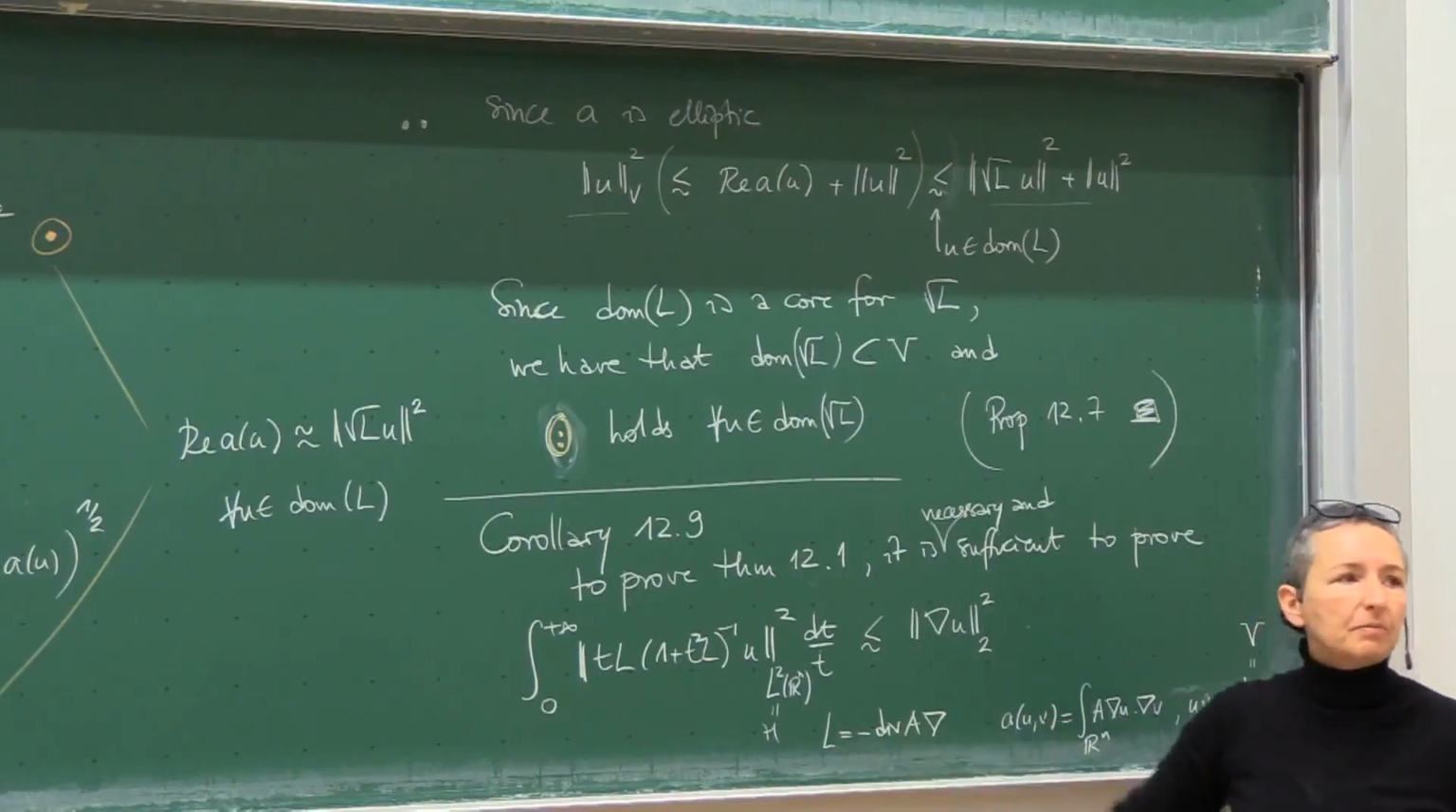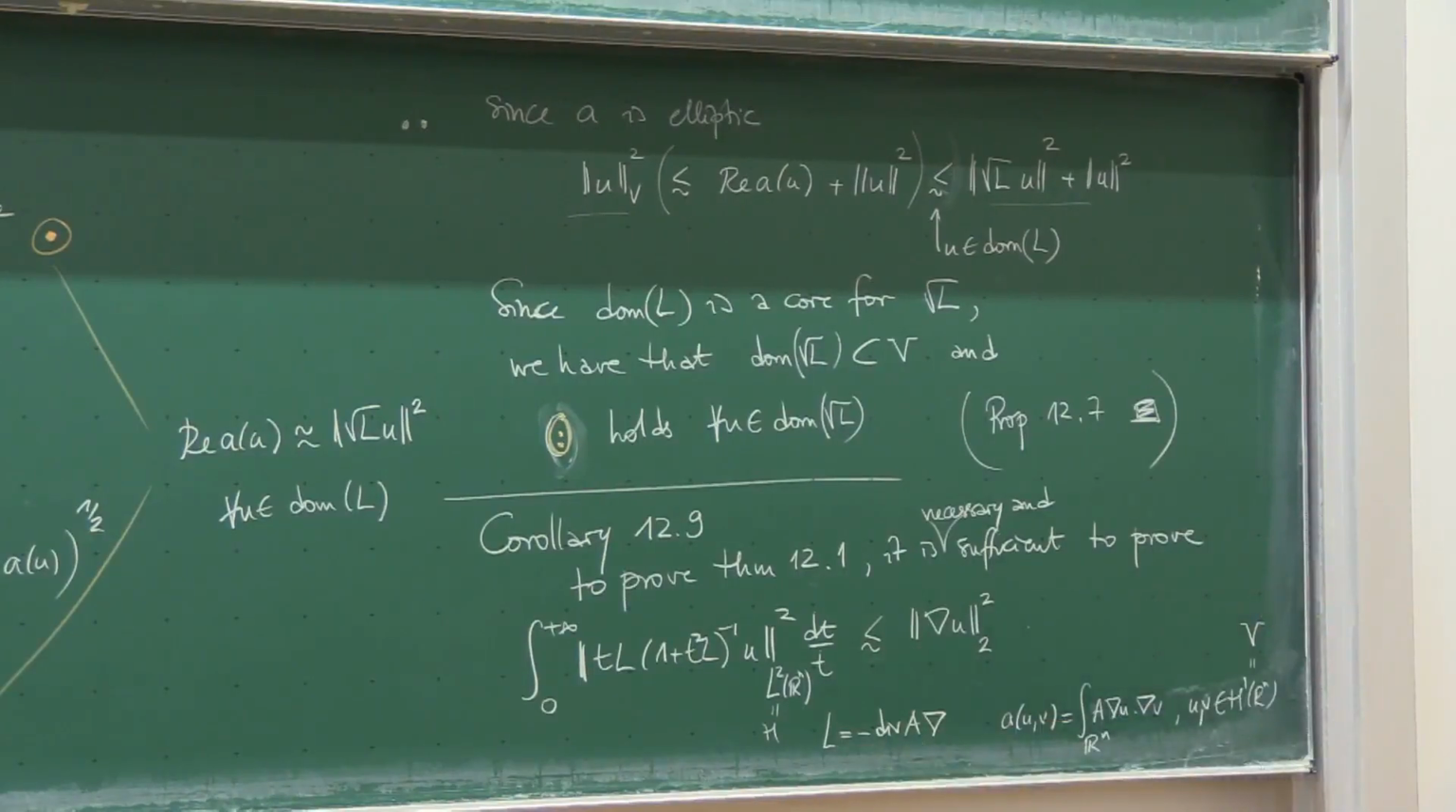So for these operators, minus divergence A gradient, in one of the projects you will be proposed will be the same thing but in domains, so with boundary conditions and so. But you have time to decide.